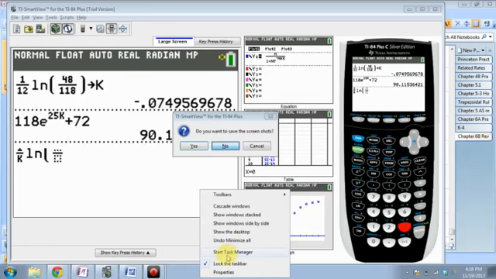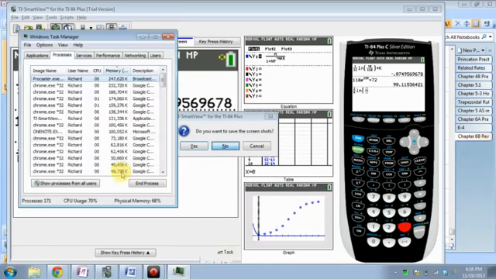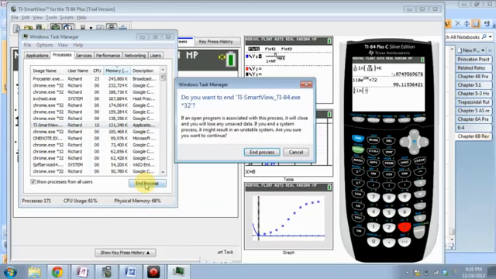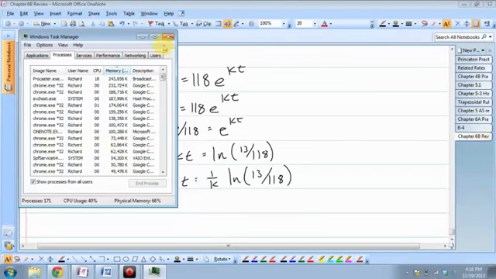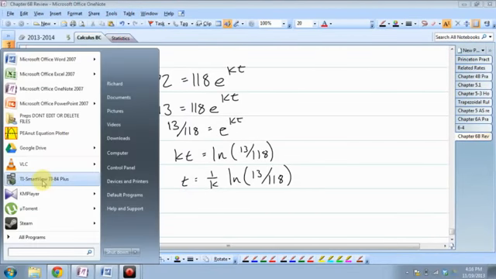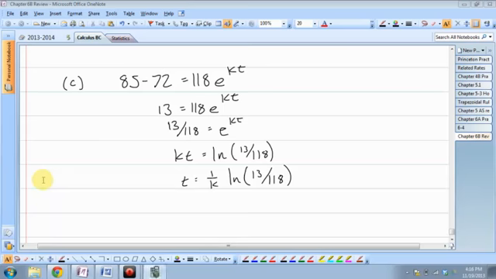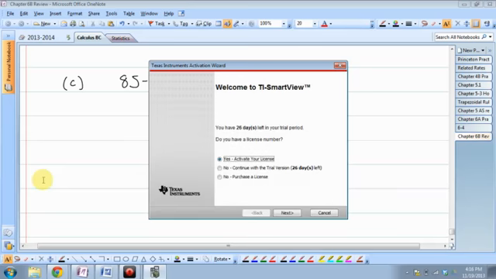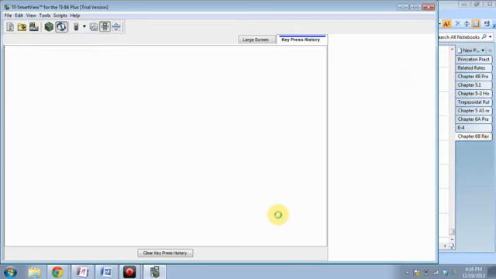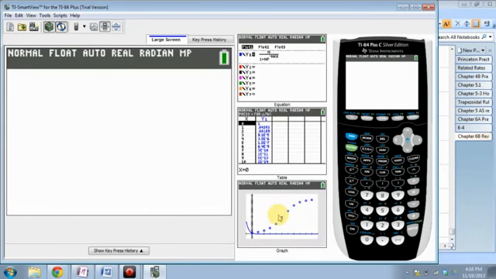Wow, it's a bigger problem than I thought it was. TI Smart View. Die. No, what did this do? TI Smart View. Die. This has to be done very quickly. Did it save? No, of course not.